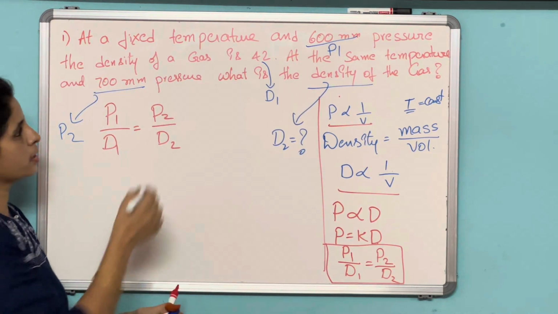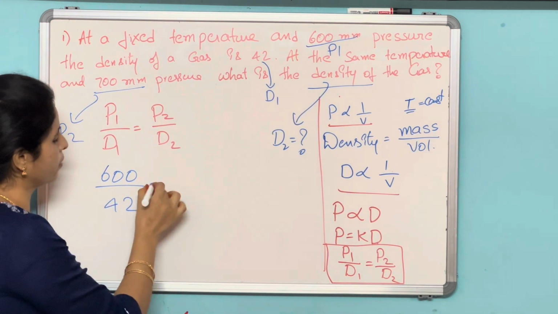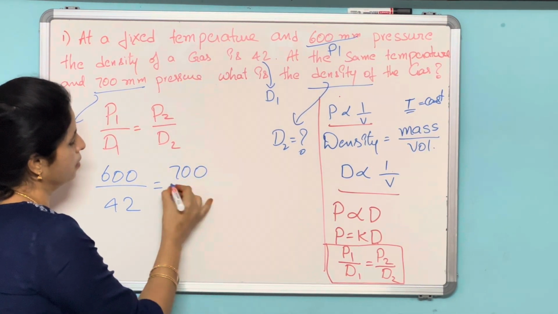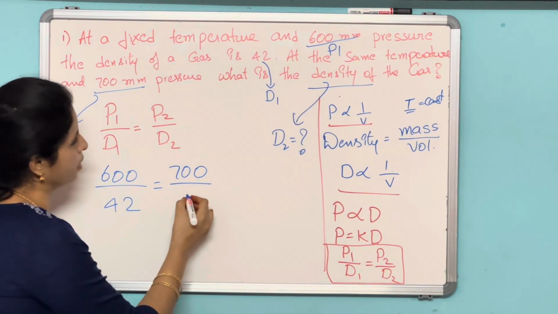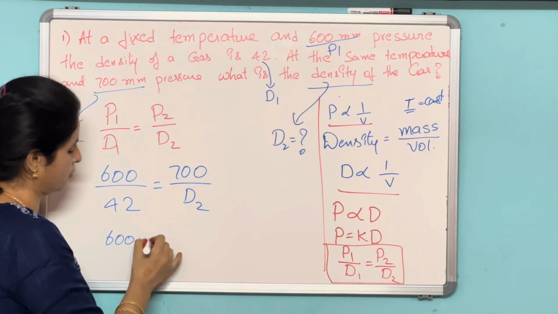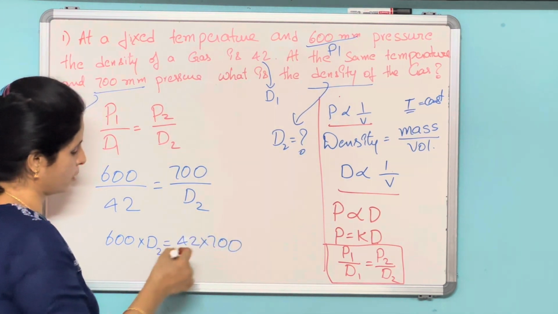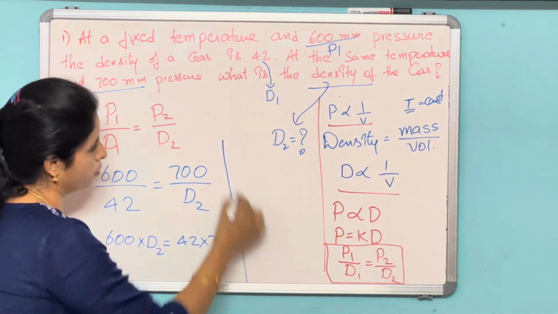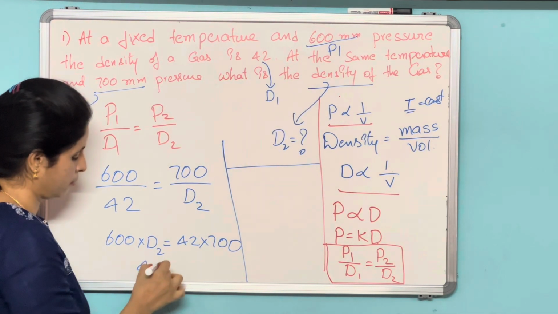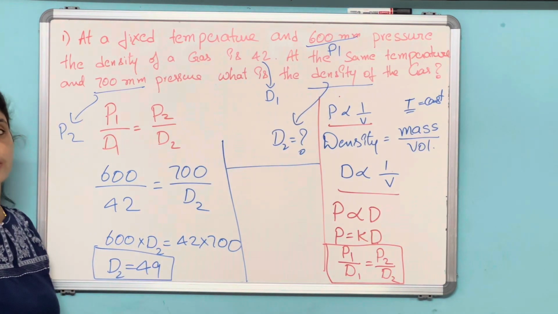So substitute the values. What is your P1? It is 600. Density 42. And next P2, it is 700. And D2 you have to find out. What is the value of D2? By solving this you will get the value of D2 density. That will come 49. 49 will be your answer.